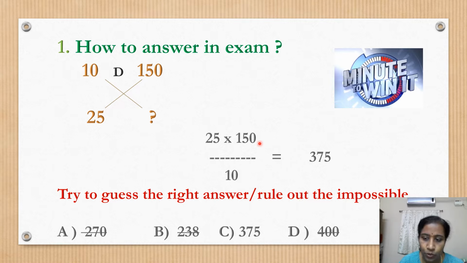And one more tip is, you can guess the answer. That is, this 0 and this 0 will get cancelled and you are left with 25 and 15. So the answer will definitely not end with 0. So this 270 is ruled out, 400 is ruled out. And 25 into 15 will not give a number ending with 8, so this is also ruled out. The only possible answer is 375 rupees. So if you do it this way, you will definitely not take more than a minute's time. And after practice, you will only take 30 seconds to finish one problem.